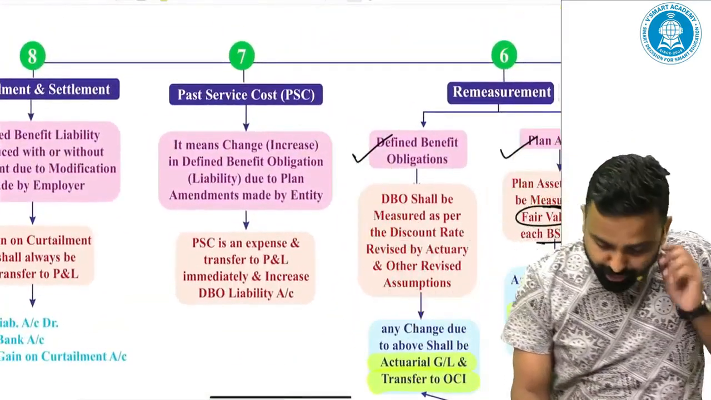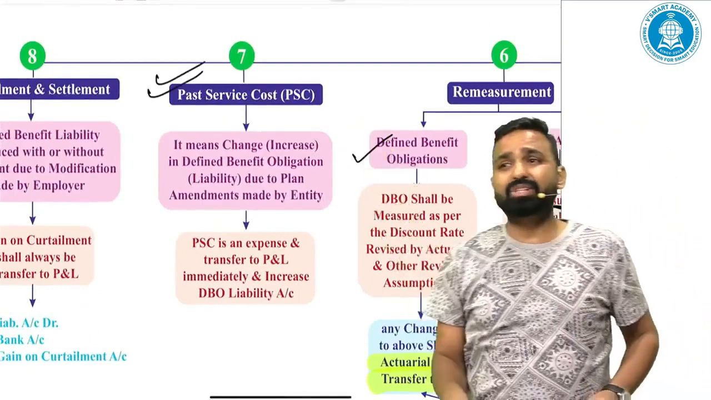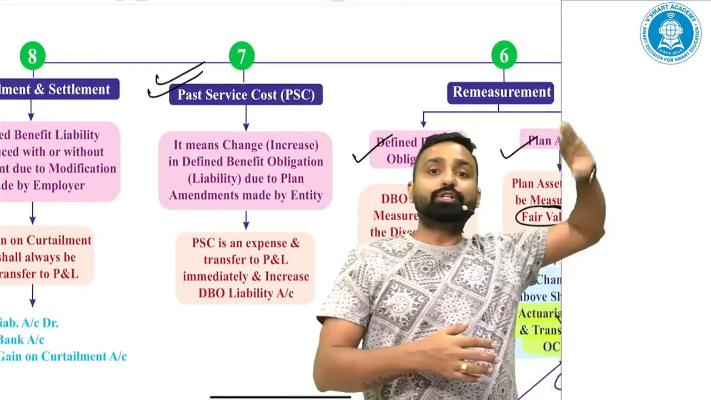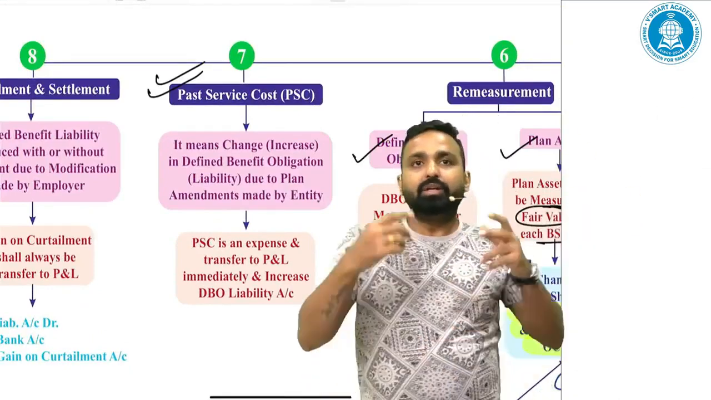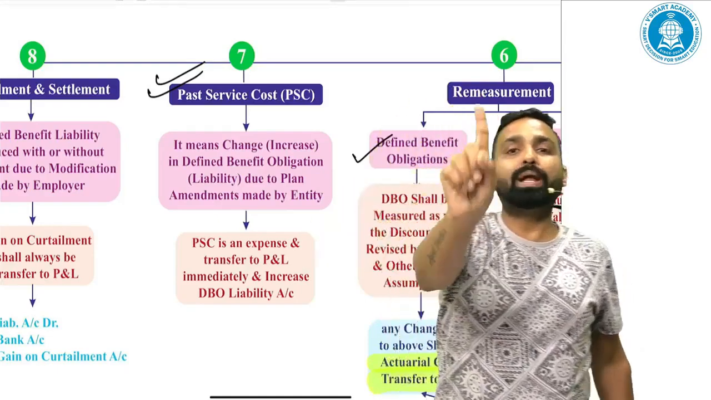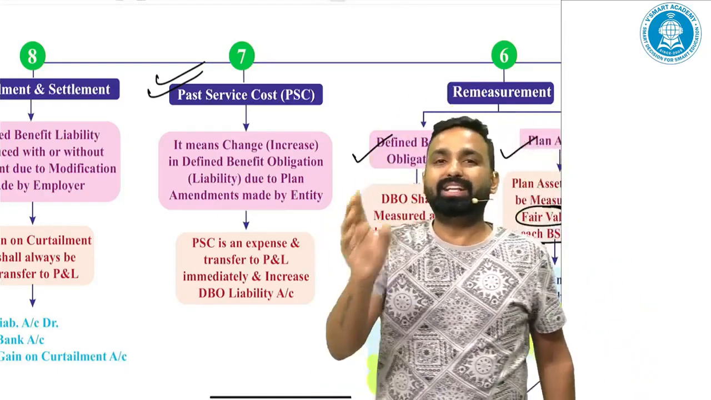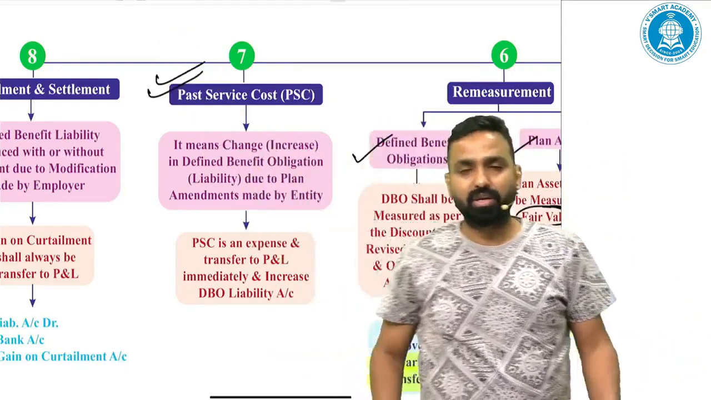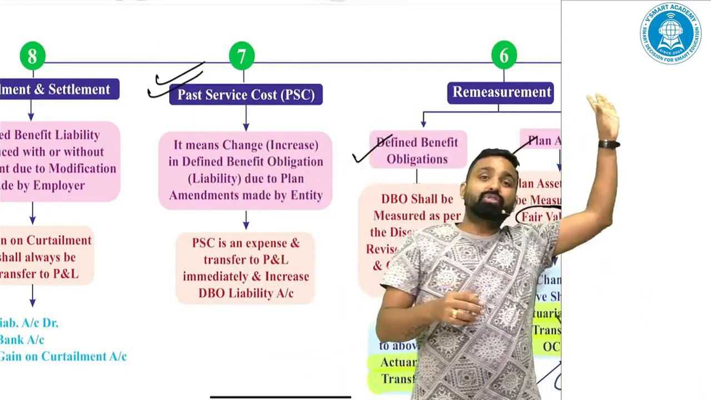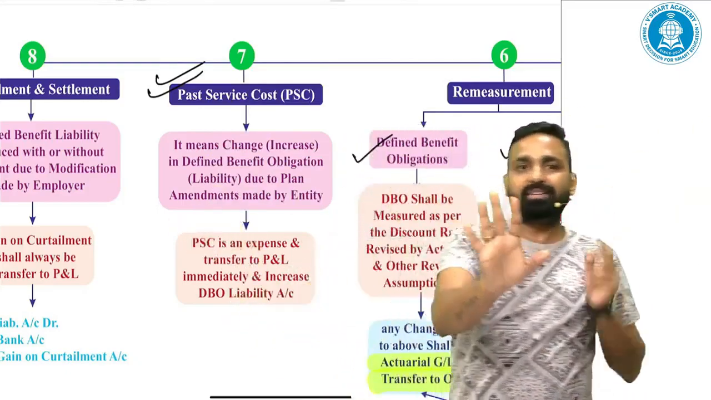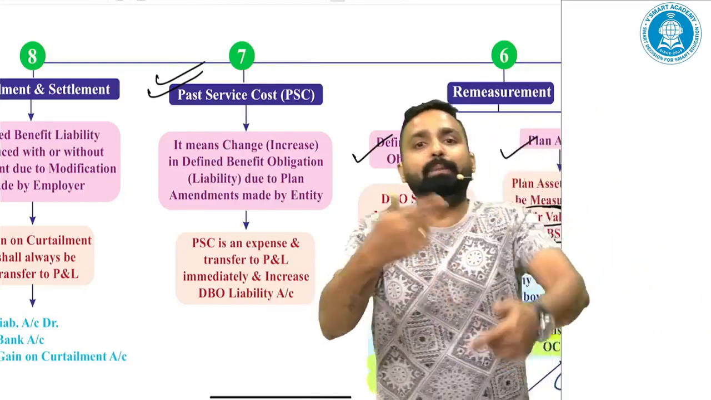Now, what is this service cost? Past service cost. Past service cost arises when there is a retrospective amendment in the plan. Example, earlier I announced to give you 1% of the final salary after 10 years as a benefit. That was announced 3 years back. Now 3 years have passed, and the remaining years are 7 years only. Now I'm amending the plan. I'm revising the plan.